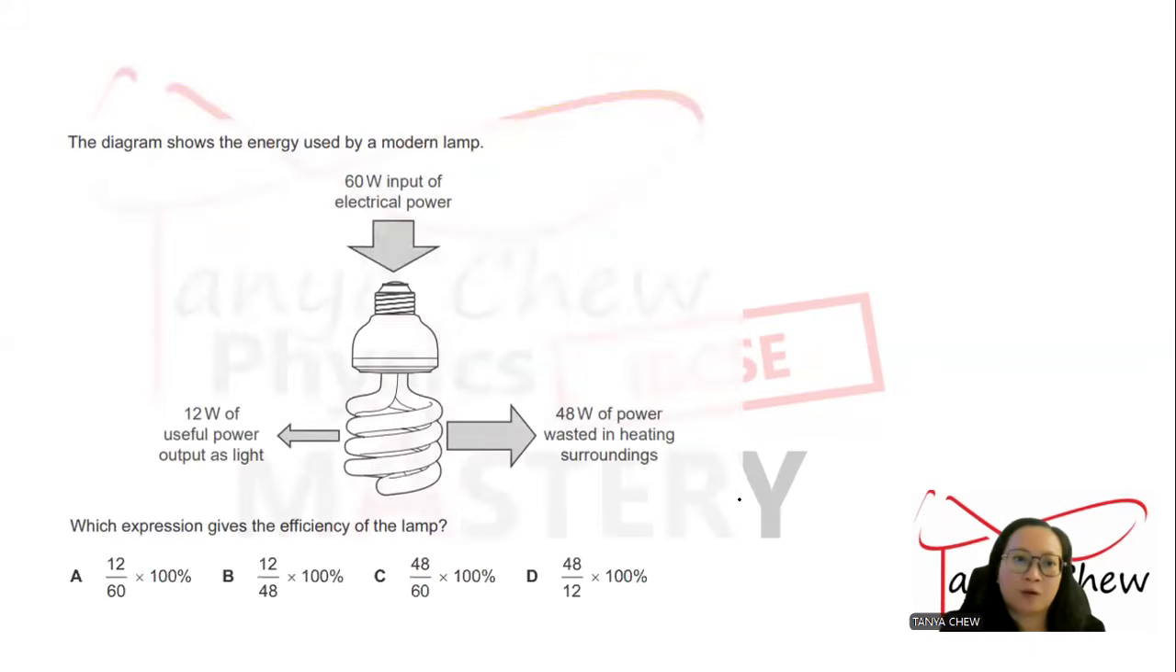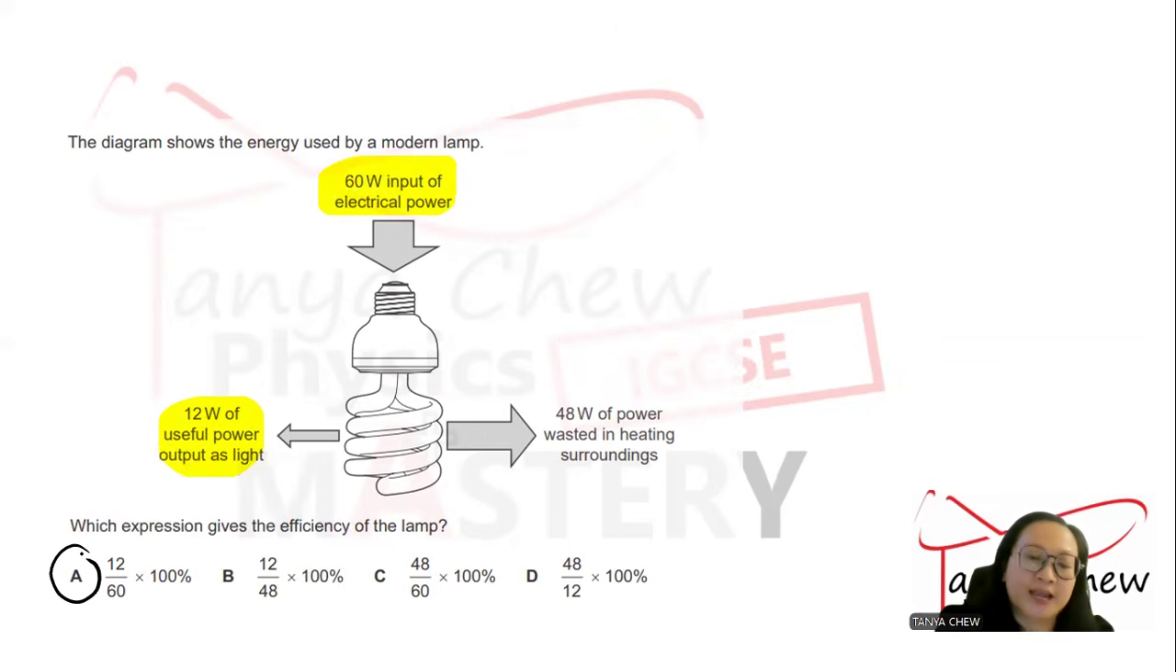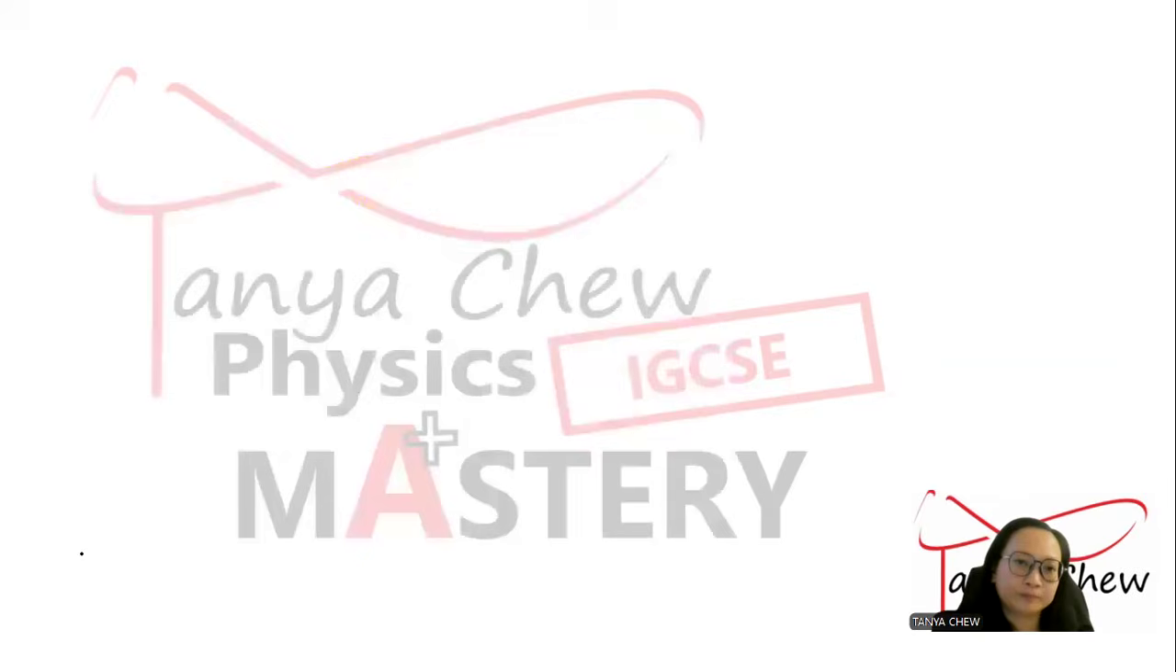Right? Now, let us look at this past year question. The diagram shows the energy used by a modern lamp. Which expression gives the efficiency of the lamp? So efficiency has to be related to useful power divided by input power, times 100%. That is why the answer is A. Useful output power is 12. Ignore the wasted power. Divided by 60 times 100%.